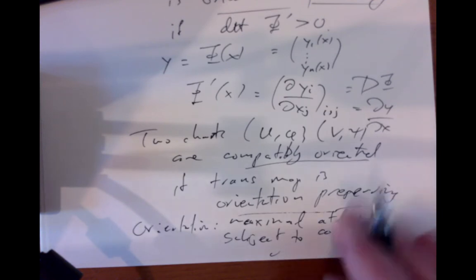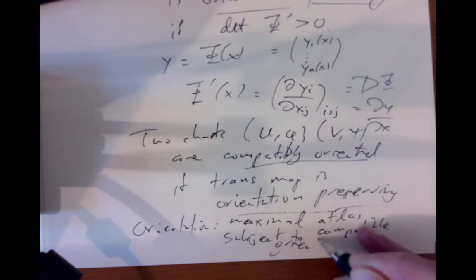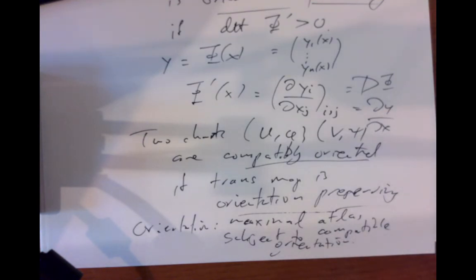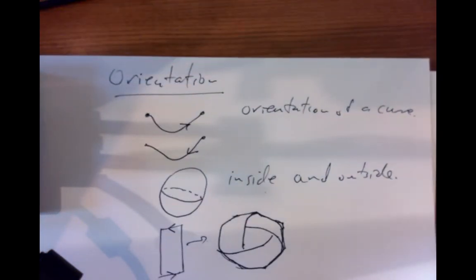So they have to be all orientation compatible. Sorry, I'm getting a bit squished in there. So that's the idea, that you'd want to make sure that they all agree about how to orient the thing. And that'll give you a notion of orientation of a manifold, right? An orientation of a manifold is a maximal atlas, subject to the requirement that any two of the charts have to be compatibly oriented.